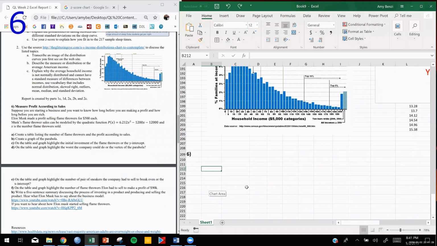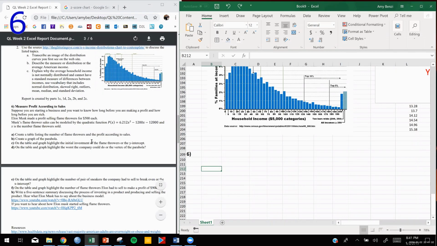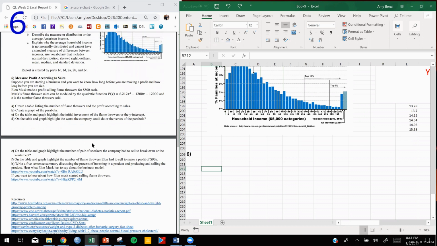All right, everybody, it looks like we're ready for number 6, the last scenario on our Excel report. I'm sure you're very excited. We're going to go ahead and take a look at one of Elon Musk's many business adventures. Relative to most of his business adventures, this was a very small one. So let's have a look.